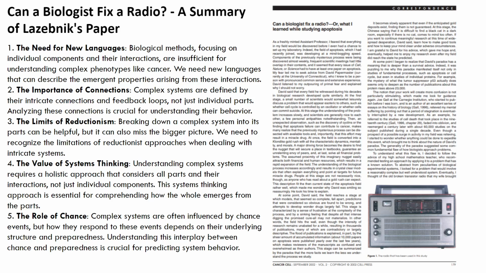This paper is written by a person called Lazebnik, and I have made a summary of this paper through 5 points. Obviously, this does not cover the entire paper, but if you want more information, I suggest you go read it. But these are the five major things that he talks about in the paper. So first comes the need for new languages. Biological methods focusing on individual components and their interactions are insufficient for understanding complex phenotypes like cancer. We need new languages that can describe the emergent properties arising from these interactions.